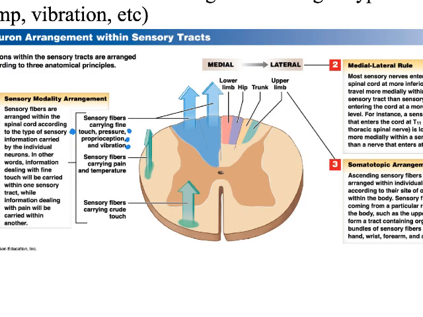Sensory information that carries pain and temperature, however, is in the lateral columns. And sensory fibers that do crude touch, just to know, hey, is something touching me, or am I touching something solid, or am I touching nothing at all? These are crude touch. Those are going to be carried in the anterior columns. So you see that different types of sensation are grouped together in particular areas of the spinal cord.